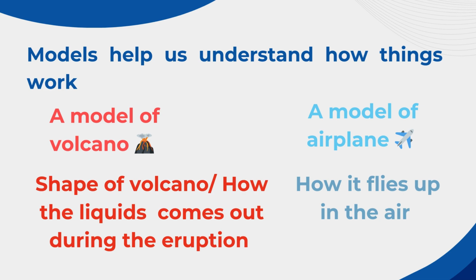Like what? Like a model of a volcano, as we can make a model for a volcano to see the shape of the volcano, or how the liquids come out during the eruption of the volcano, the lava, how the lava comes out from the volcano. This is an example of a model for something that we want to understand. We can also make a model for an airplane to see how it flies up in the air.